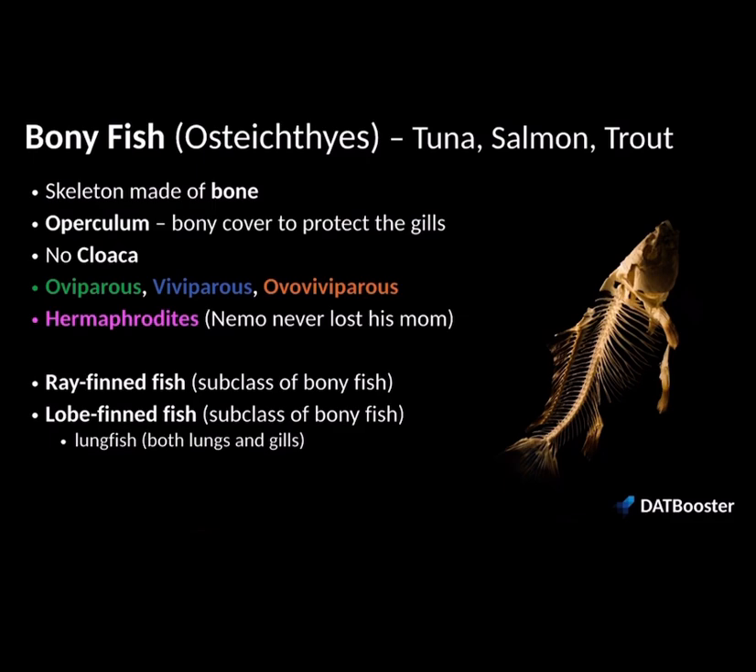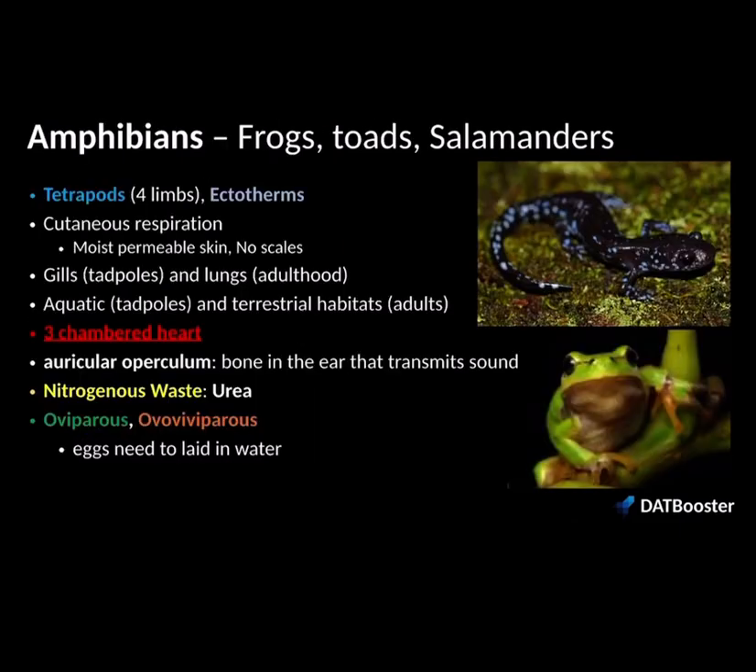Now you might encounter two subgroups of bony fish. Number one is ray-finned fish, and two is lobe-finned fish. Now under the class lobe-finned fish, you have lungfish, and lungfish are bony fish, and they have both lungs and gills. Alright, so that's it with fish. Let's move on to amphibians.